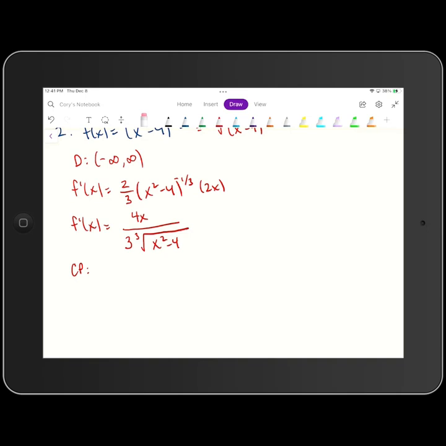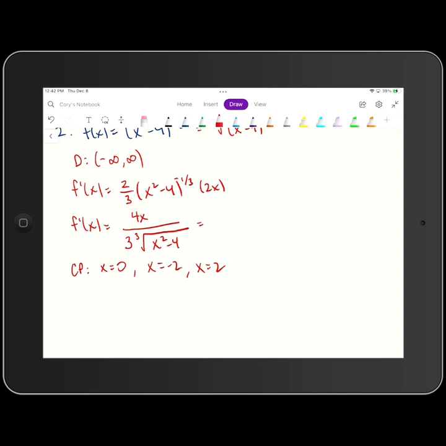Okay, so what we want to do now is determine the critical points for this function. Critical points are going to be where the derivative is equal to 0, and that happens where the numerator is 0. So that happens when x is equal to 0. And it's also going to be where our derivative is undefined. Because our derivative is in fraction form, a fraction is undefined when our denominator is 0. And our denominator is going to be 0 at x equal to negative 2 and x equal to 2.